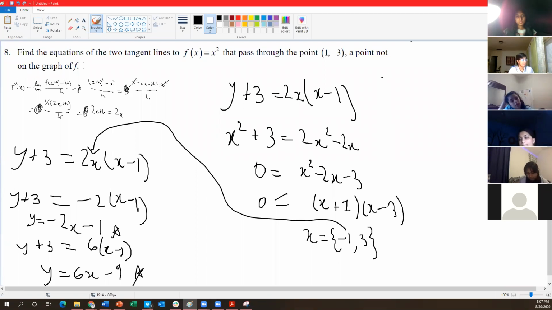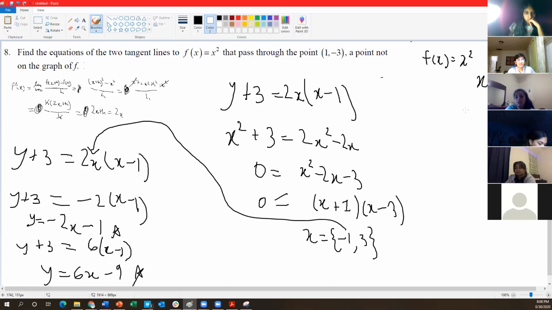So for finding tangent lines when given a point, use y minus y1 equals m times parentheses x minus x1. Here's another example. Say I have f of x equals x squared, and I want you to tell me the tangent line at x equals 3.